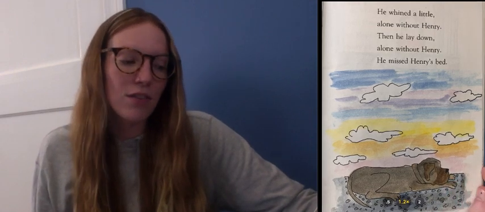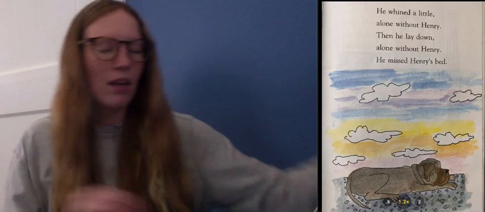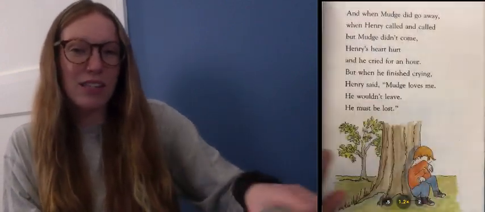He missed Henry's bed. I think Mudge is feeling kind of scared and sad right now.